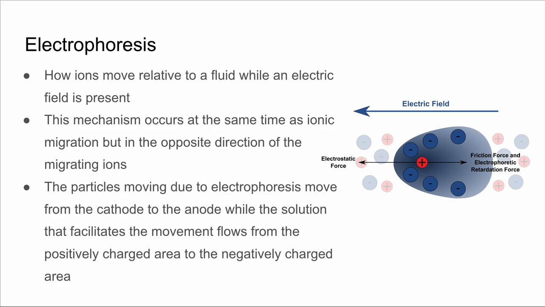Electrophoresis-driven ions move from the cathode to the anode, and the solution that facilitates the ions' movement will flow from the positively charged area to the negatively charged area instead. Also, despite electroosmosis also occurring during ionic migration, it is mainly driven by electrophoresis. The graphic on the right shows the forces acting on the ions during electrophoresis. Again, feel free to pause the video if you want to look at the graphic more.